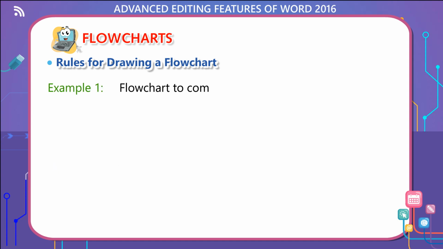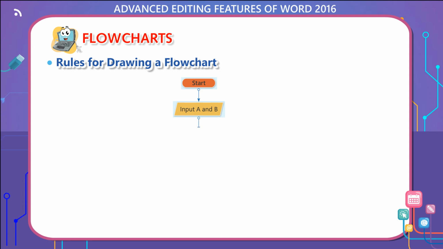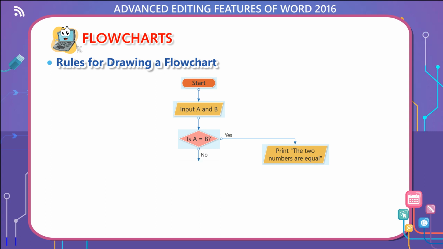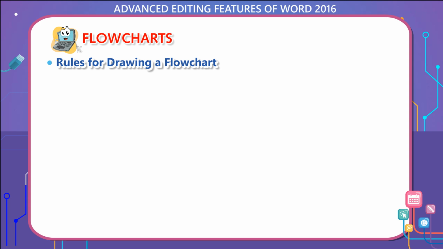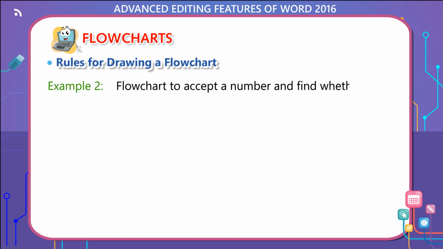Example 1. Flowchart to compare two numbers. Start. Input A and B. Is A equal to B? Yes. Print the two numbers are equal. No. Is A greater than B? Yes. Print A is greater. No. Print B is greater. Stop. Example 2. Flowchart to accept a number and find whether it is even or odd.